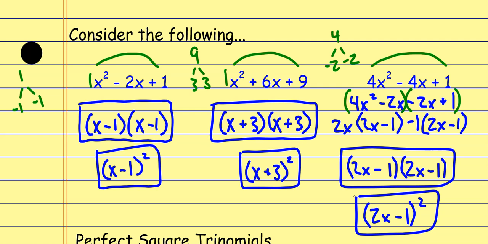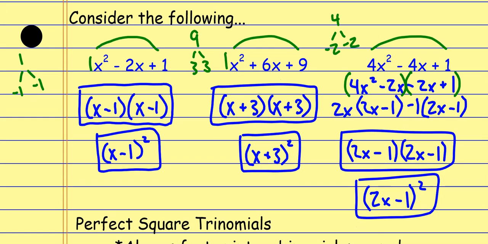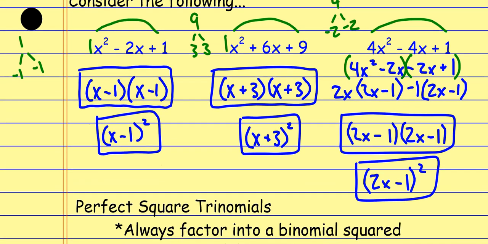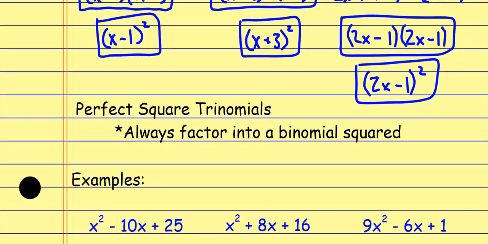We call these perfect square trinomials. A trinomial that basically gives us something squared. It gives us the same thing twice. That's what something squared means, the same thing twice. All right? So a perfect square trinomial always factors into a binomial squared.